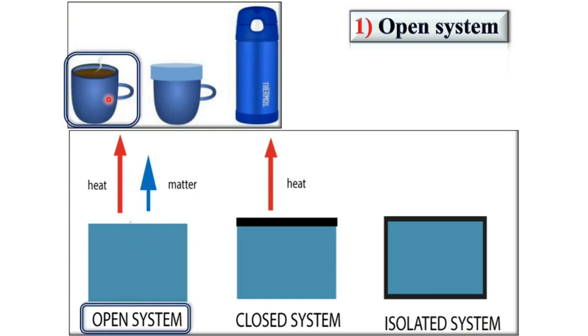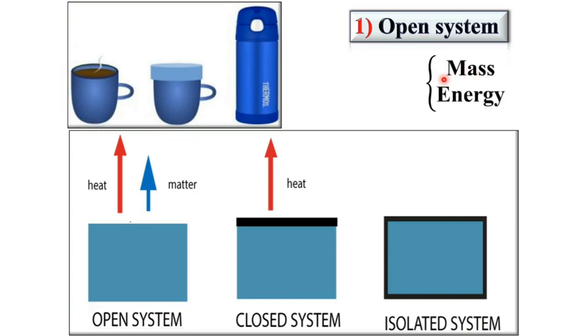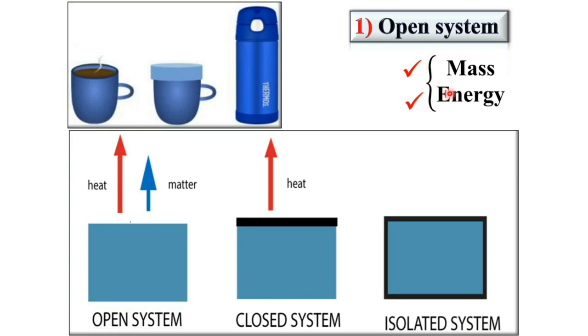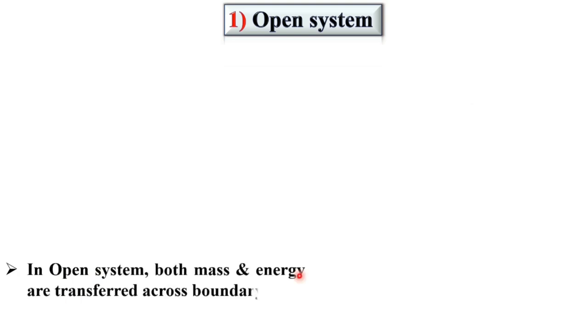And here in this figure you can say the heat is transferred from the system to the surroundings and mass is also transferred from the system to the surroundings. That is called the open system. Very simple, briefly you can say in case of an open system, mass is transferred as well as energy is transferred. So in an open system, both mass and energy are transferred across the boundary.